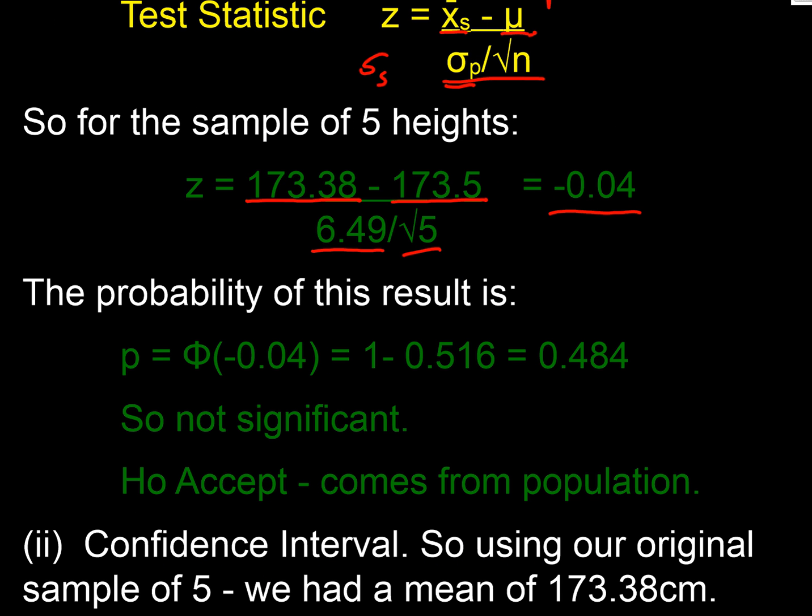If we then look up the value in our tables, we get 0.516, and as it's negative we have to do 1 minus. So here we've got a probability of 0.48, which is 48%, yeah? So it's very likely here, isn't it? We're right near the middle. It's very likely that this came from our base population. And so what we're saying is not significant, H0 accepted, and it comes from our population.